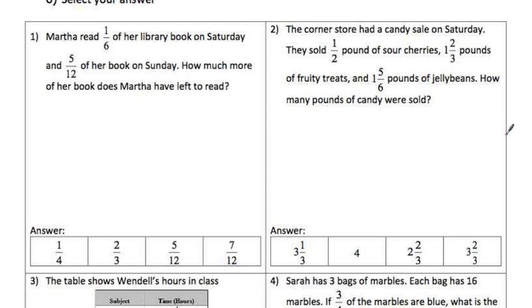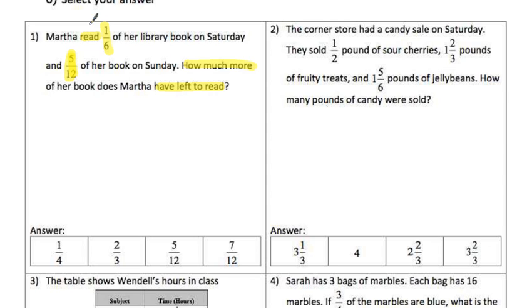So if we look at number 1, Martha read 1/6 of her library book on Saturday and 5/12 of her book on Sunday. How much more of her book does Martha have left to read? So she read 1/6 and then she did 5/12 on the next day. She did 1/6 of her library book on Saturday. She did 5/12 of the book on Sunday. It says how much more of the book does she have left to read?